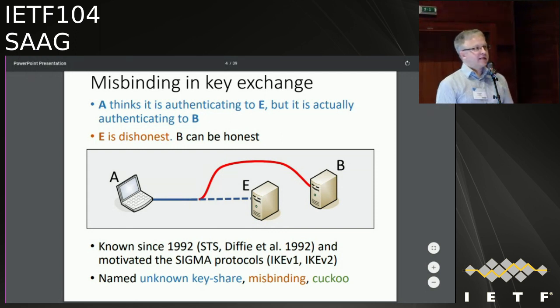These kinds of attacks have been known in key exchange protocols at least since 1992 with the station-to-station paper by Diffie and others. These attacks have largely motivated the design of the Sigma protocol family, which includes IKE 1 and 2. The attacks have been called variably unknown key share, misbinding, and cuckoo attacks, and maybe something else.